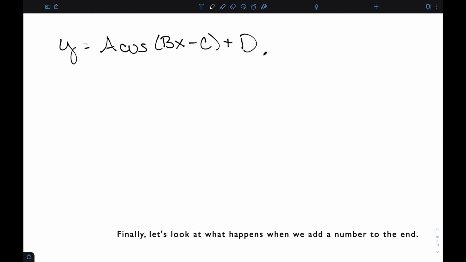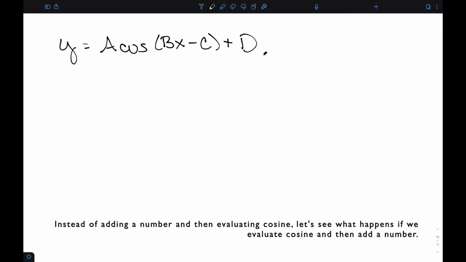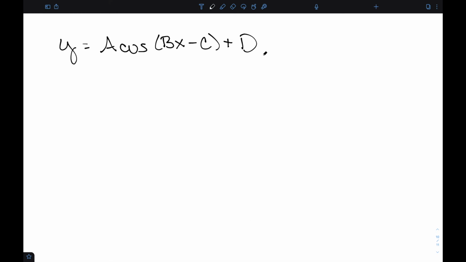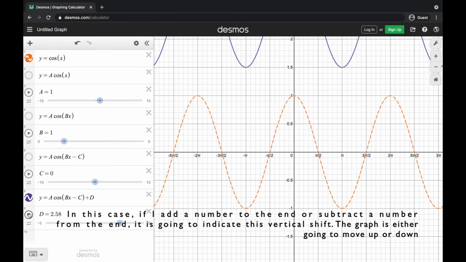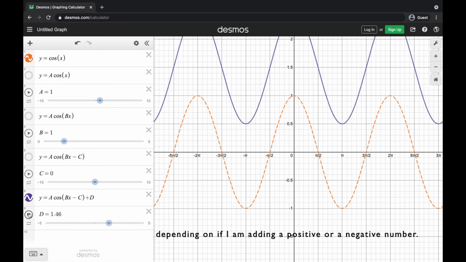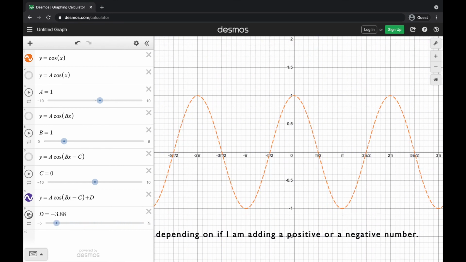Finally, let's look at what happens when we add a number to the end. Instead of adding the number and then evaluating cosine, let's see what happens after we evaluate cosine and then add the number. In this case, if I'm adding a number to the end or subtracting a number from the end, it's going to indicate this vertical shift. The graph is going to either move up or down, depending on if I'm adding a positive or a negative number.